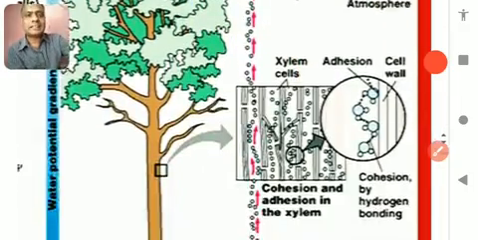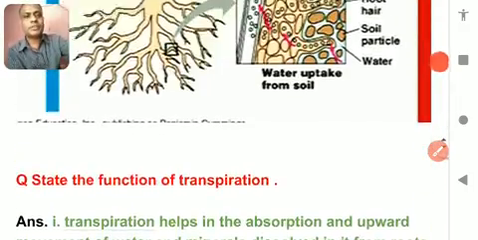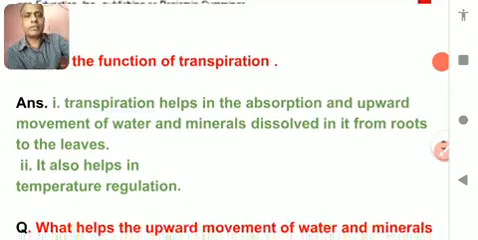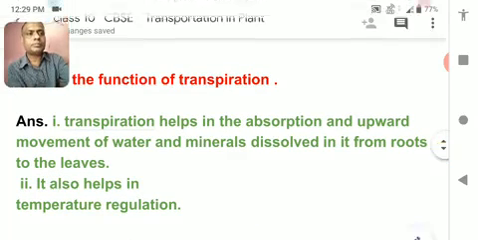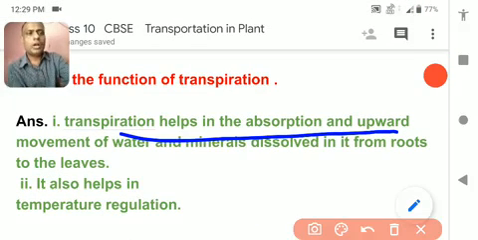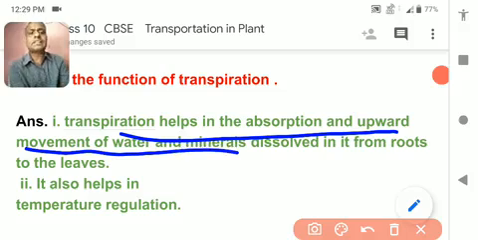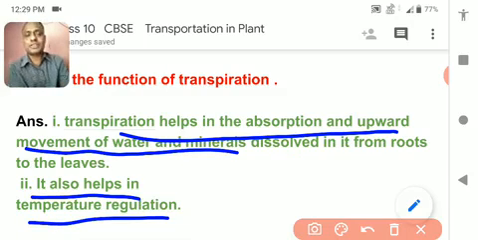For today's class, that much. We will continue later. Okay, one more thing: state the function of transpiration. There are two main functions of transpiration. Transpiration helps in the absorption of water and minerals and their upward movement, and it also helps in temperature regulation, because on hot summer days when the leaves transpire, it gives a cooling effect to the plant.